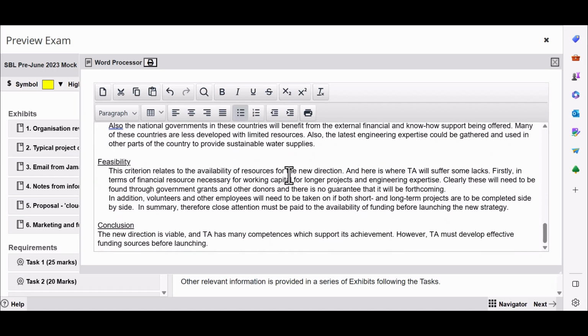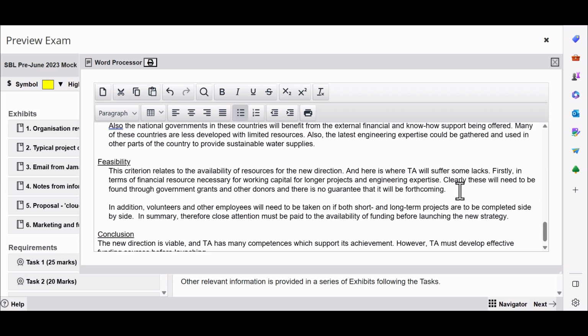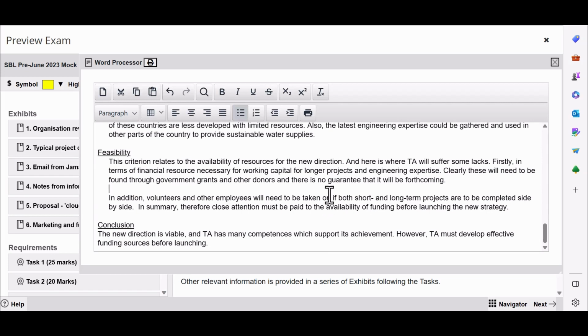Feasibility criterion relates to the availability of resources for the new direction, and here is where TA will suffer some lacks. Firstly, in terms of financial resource necessary for working capital for longer projects and engineering expertise. Clearly, these will need to be found through government grants and other donors, and there is no guarantee that it will be forthcoming, right? So that's a risk. In addition, volunteers and other employees will need to be taken on if both short and long-term projects are to be completed side by side. So we're going to need a lot more people. In summary, therefore, close attention must be paid to the availability of funding before launching the new strategy. We need the money.